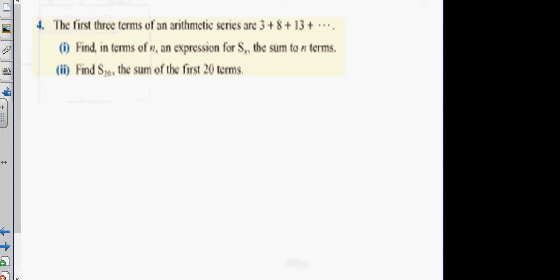The first three terms of our arithmetic series are 3, 8 and 13. What we can see from this is a is 3 and the common difference d is 5. Now, find in terms of n an expression for Sn, the sum of n terms.